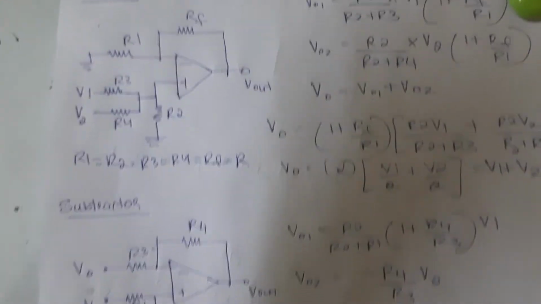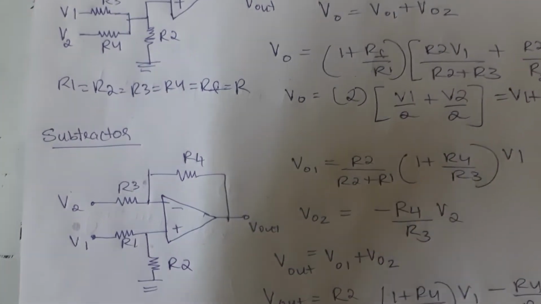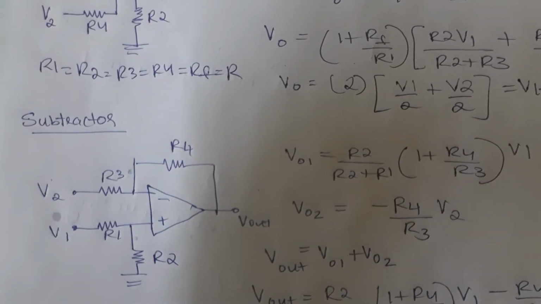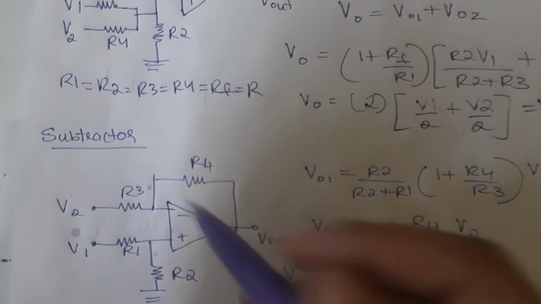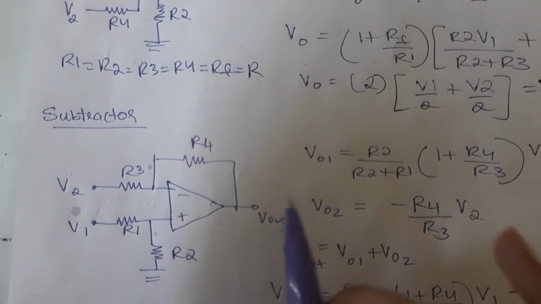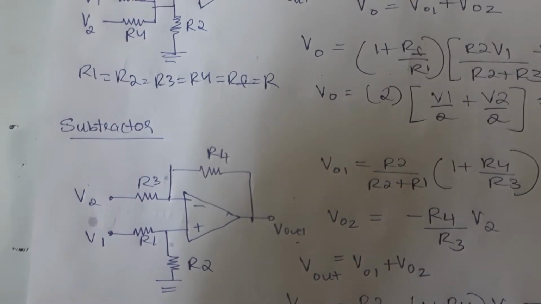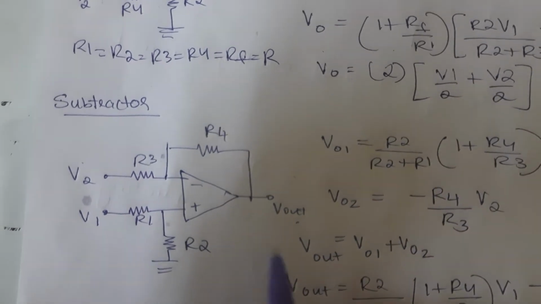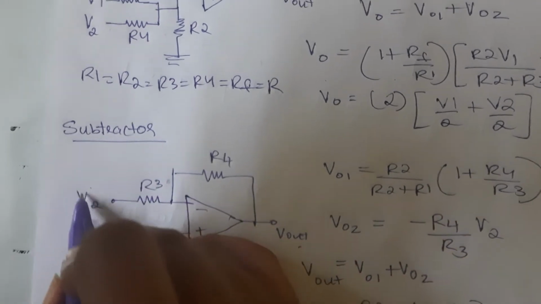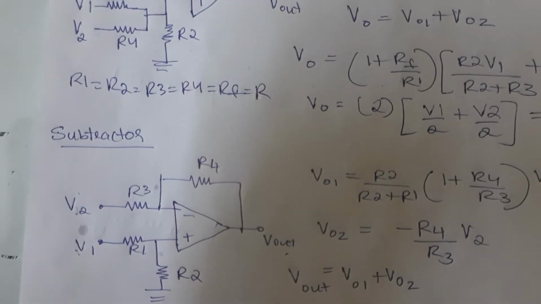Now same way, let's see the subtractor circuit. Subtractor circuit means we need Vout to be V1 minus V2, which means my V1 should be as it is in the output, but my V2 should be inverted. So for that, I will keep my V1 in the non-inverting terminal and my V2 in the inverting terminal.